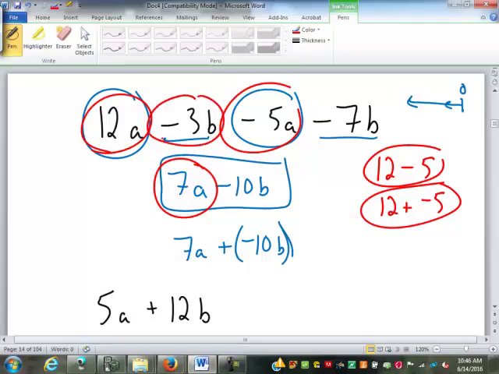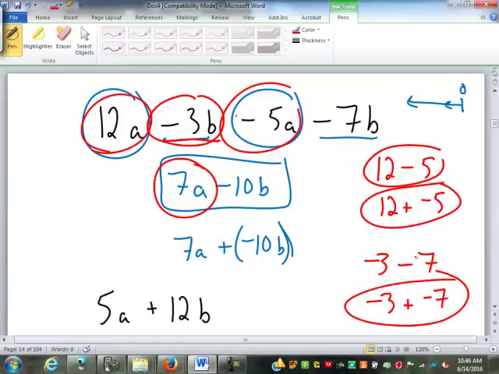This, however, is a negative 3b. It's minus 3b, but it's a negative 3, and this is a negative 7. So you can think of it as negative 3 minus 7, or you can think of it as a negative 3 plus a negative 7. It's easiest for me to think of it as a negative 3 plus a negative 7. But you can interpret it either way as either a negative or minus. The key is how you link them together.